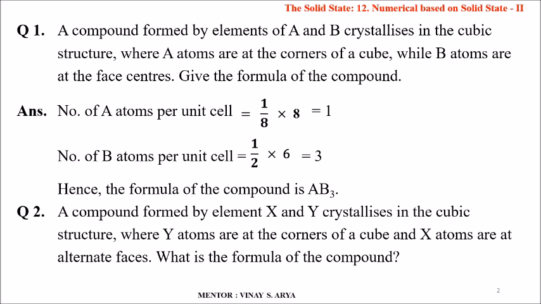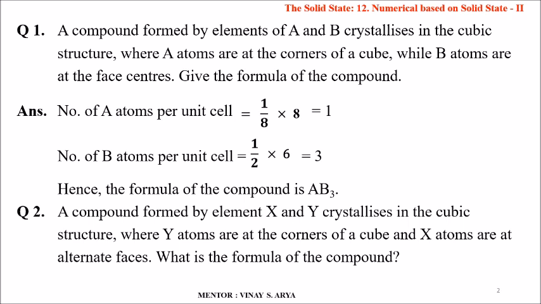Is it clear? So what we have done is just taken the position and multiplied by the contribution of that atom at that position. Corner we know is 1/8, so 1/8 into 8, and half at the face center, so half into 6, that is 3.